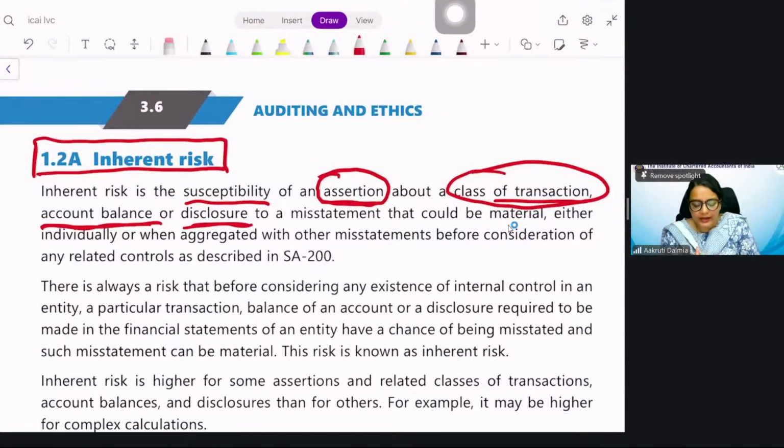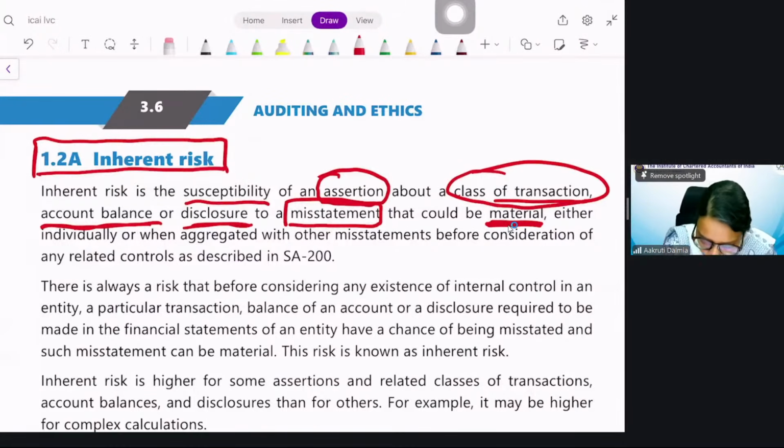Okay. So inherent risk is a susceptibility of an assertion about a class of transaction, account balance, to a misstatement. And if there is a 1 rupee difference, is it a risk? But is it a misstatement? Even if there is a difference of 1 rupee or 10 rupees, it is a misstatement. So do we take into account all misstatements? No. We take into account only those misstatements which are material. With misstatement, the word material should always be together.